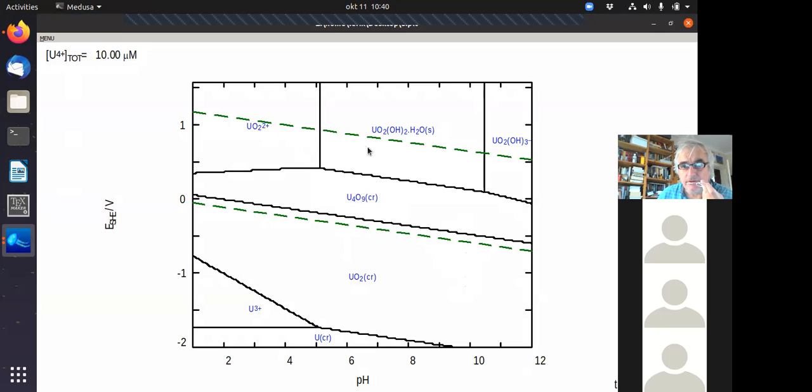Between these two green hashed lines, the water box is present. So if you drop a cargo with uranium fluoride in the sea, which has happened actually, but luckily uranium is very expensive. So I think every time that has happened, there has been a pickup from some other ship.